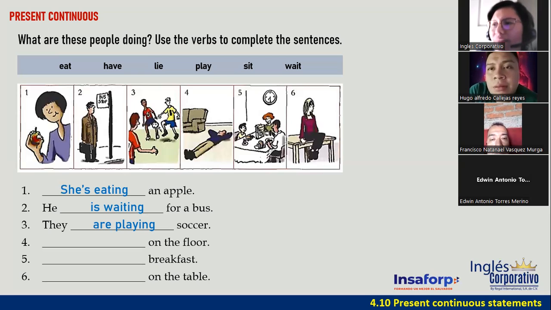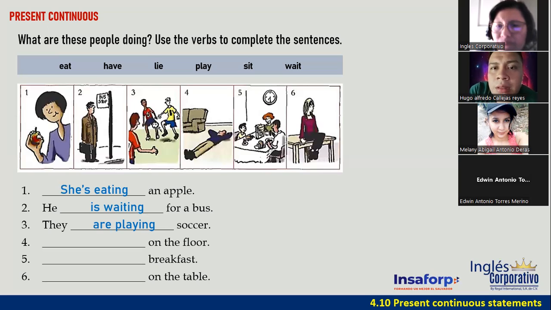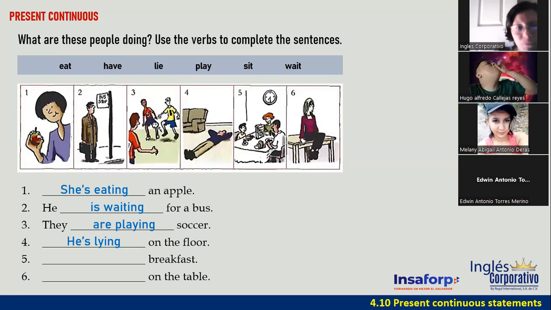Como digo yo, él está recostado, ¿verdad? En el piso, pero en presente continuo, ¿verdad? Any idea? No? Vaya. He's lying on the floor. Right? He's lying on the floor. Recordemos que lie, como sustantivo decíamos, es mentira. Como verbo es mentir o yacer. Y yacer decíamos que es está recostado, ¿verdad? Entonces, he's lying on the floor. What about number 5?